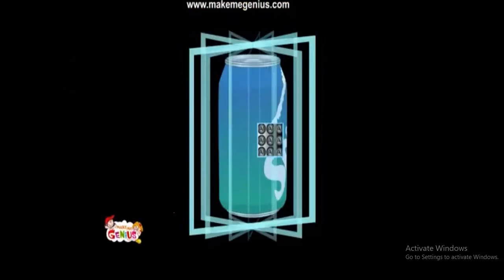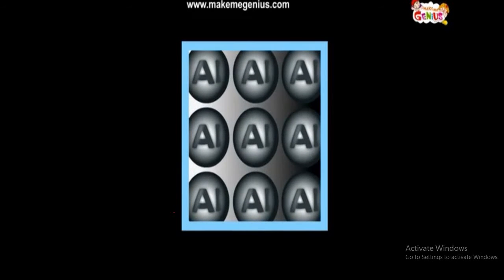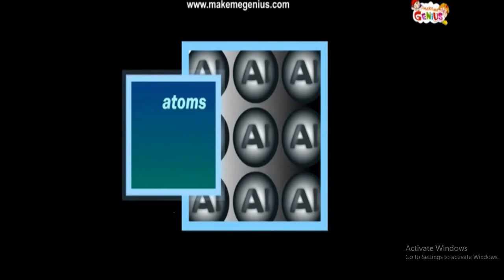Aluminium is an element. An element is a simple single material that cannot be broken down into simpler material. Atoms in an element are exactly the same. Each element has a unique symbol consisting of one or two letters. Like aluminium has a symbol Al.